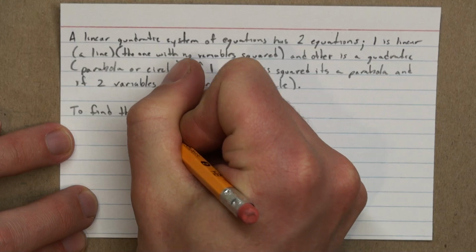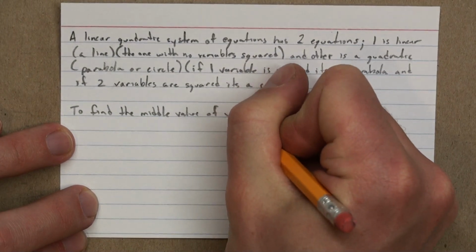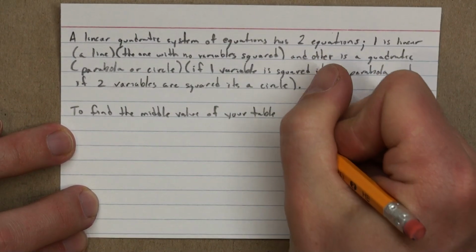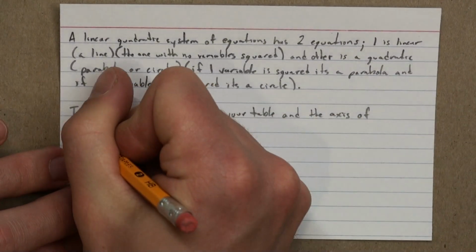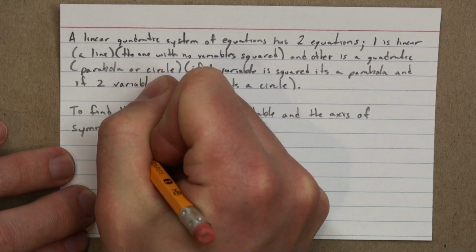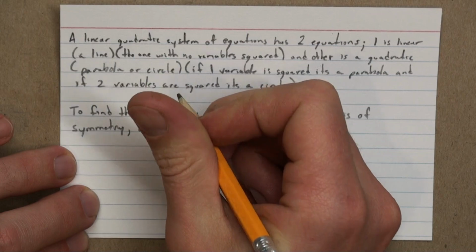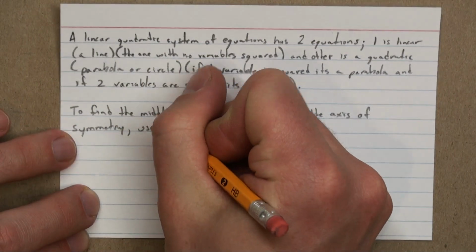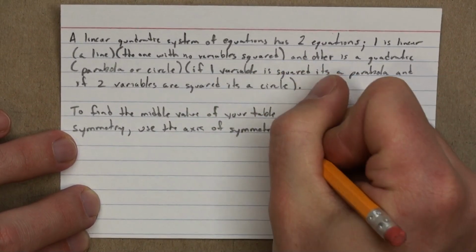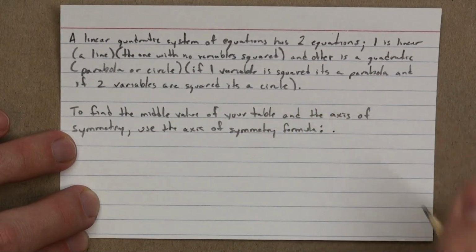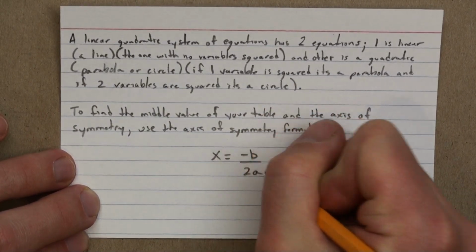To find the middle value of your table and the axis of symmetry, use the axis of symmetry formula, which is x equals negative b over 2a.